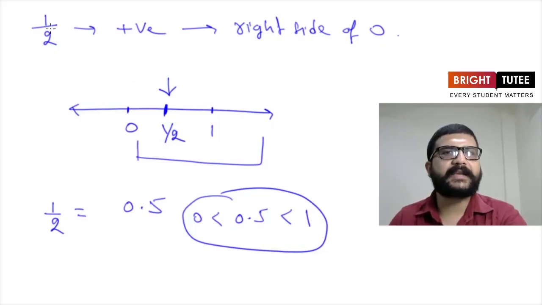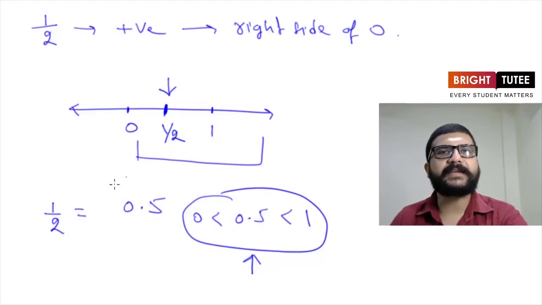So here the number given was 1 upon 2. The denominator is 2 here. So what we did, we simply divided the region between 0 and 1. Why have we chosen the region between 0 and 1? Because this number is lying between 0 and 1. So we divided this region between 0 and 1 into two equal parts. Now the first marker from 0 will be 1 upon 2.